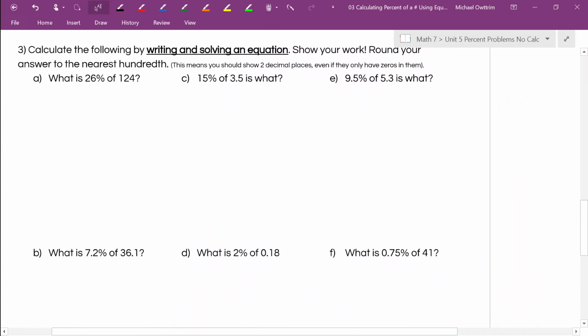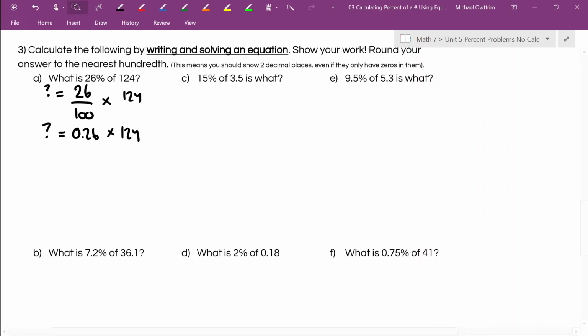On the back here, we want to do the same thing. We do want to round to the nearest hundredth if needed. So what is 26% of 124? Convert to decimal, multiply. Just going to move that over so I can multiply a bit easier.